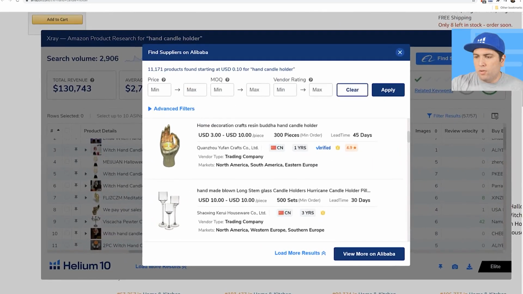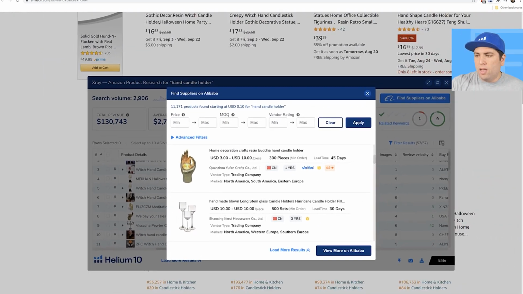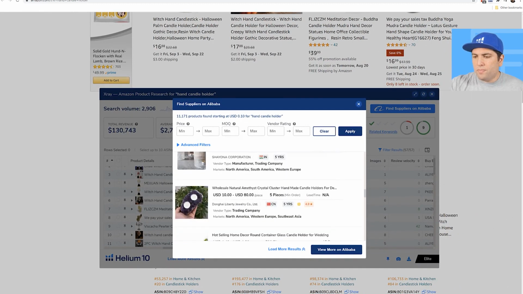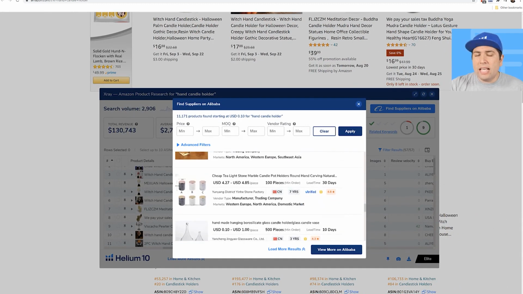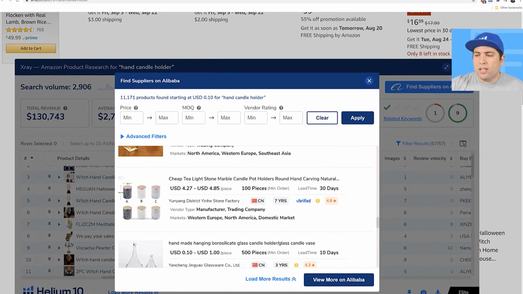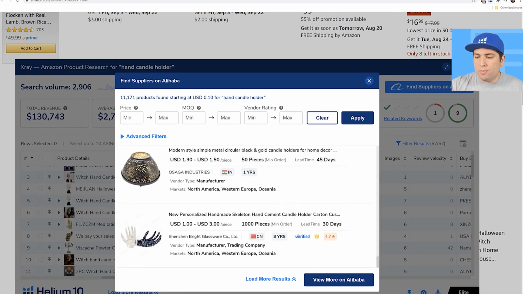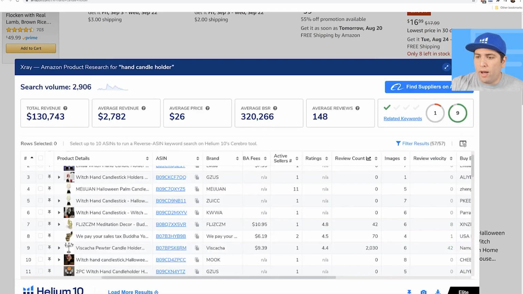And look here. Here's one right here. There's a hand candle holder that's only $3. Are there any others? There's actually not that many. This is another good sign, guys. If you are looking on Alibaba.com and you don't see a lot of results that are exactly like this product, that's a good sign. It means it might not be saturated for a while.